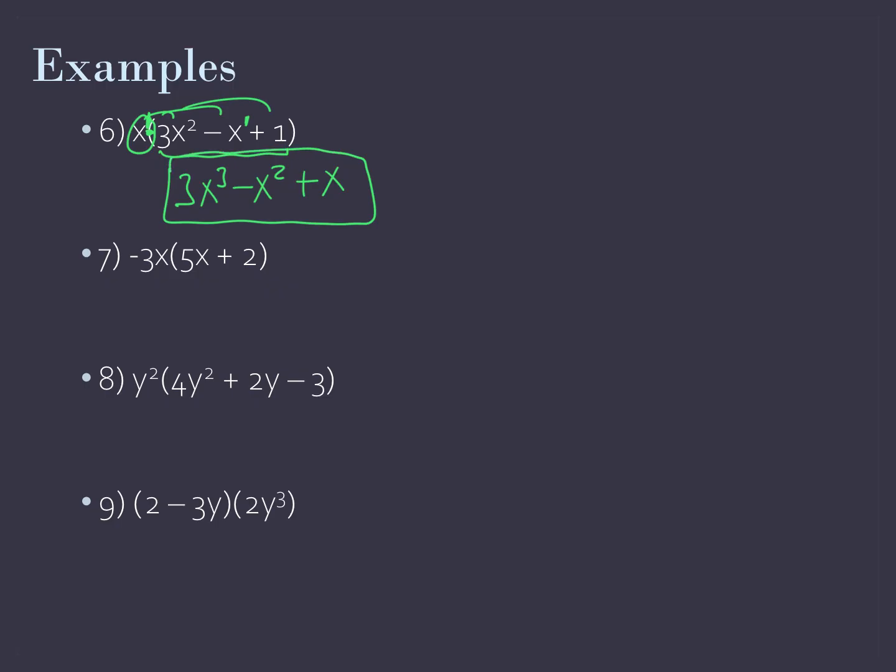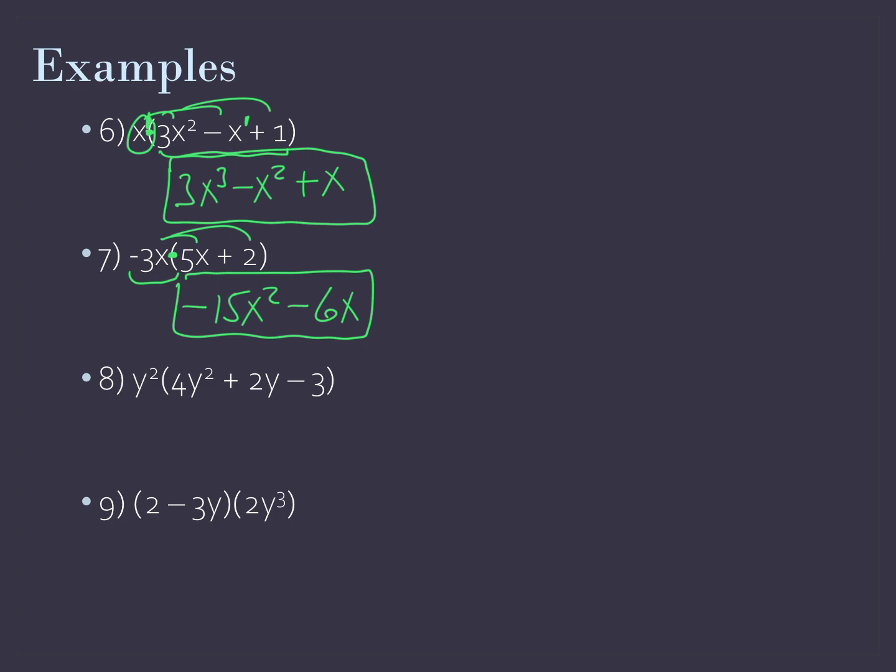All right, same thing with number 7. I have a -3x on the outside of my parentheses. I don't see an operation, so I assume we're multiplying. -3 times 5 is -15. X times x is x squared. -3 times 2 is -6. And then there's an x that we're still multiplying from that -3x. All right, so that's our final answer.